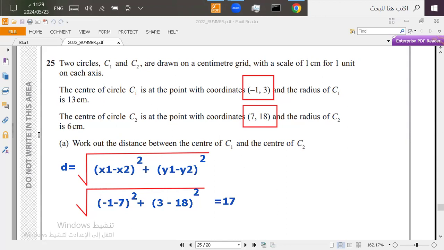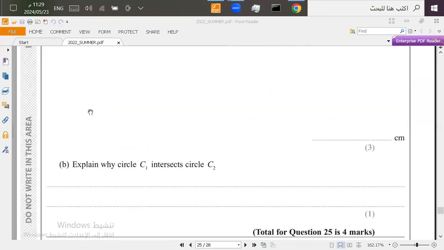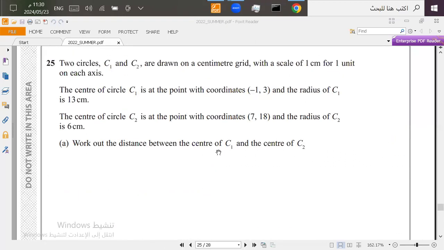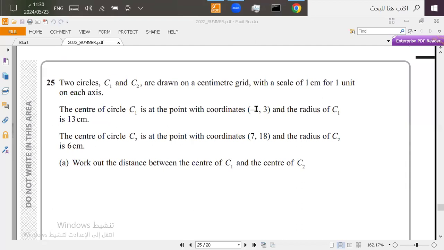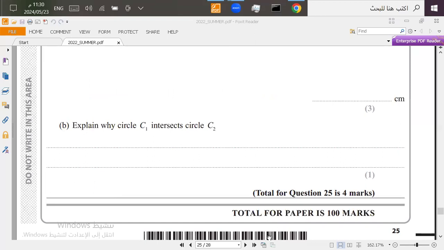Now, let's move on to the next question. And this is the last question, I think. Yes. Explain why circle C1 intersects circle C2. Now, the distance between the centers is what? The distance is 17. And we already have the radii here. It's 13 and 6. So the radius of each circle is 13 and 6.